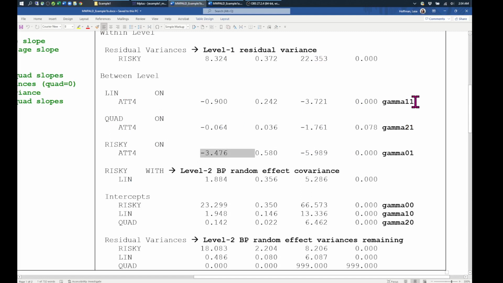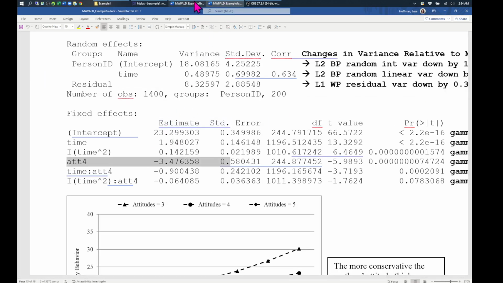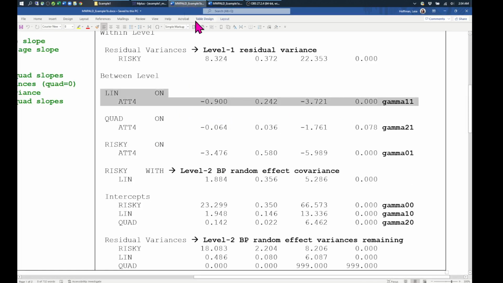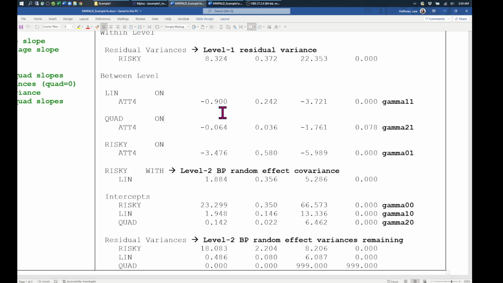Then we have the effect of attitudes on the linear slope. So it looks like it's a positive linear slope. So they are going up less. That's what a negative interaction means in this context. The linear slope itself is positive for the reference group, and this negative interaction makes it less positive. So girls whose mothers have more conservative attitudes had less of an increase in risky behavior at age 18. That's the way I would phrase that.